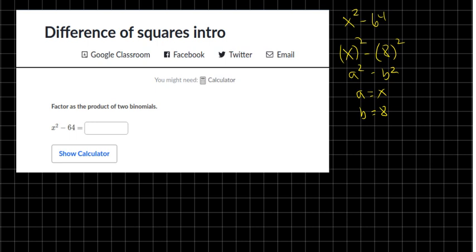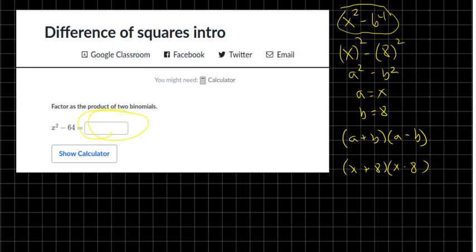So when I factor this out into a plus b times a minus b, my a is x, so I'm going to put x here, and my b is 8, so I'm going to put 8 here. And if we multiply these out, then we'll get back to the original equation here. We can just multiply these out. But this is a good one to know. So we're going to go ahead and type that into our answer block here.